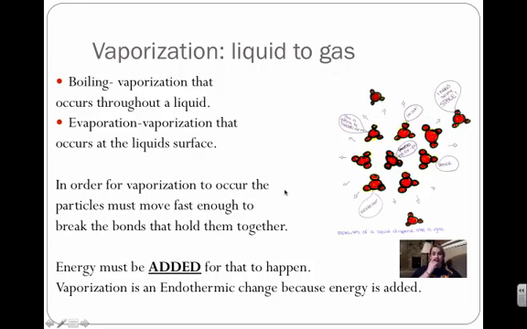In order for vaporization to occur, they must move fast enough to totally break those bonds that are holding them together. So they're just going all willy-nilly all over the place. Again, have to add energy for that to happen. Okay? Pause me and write that down.